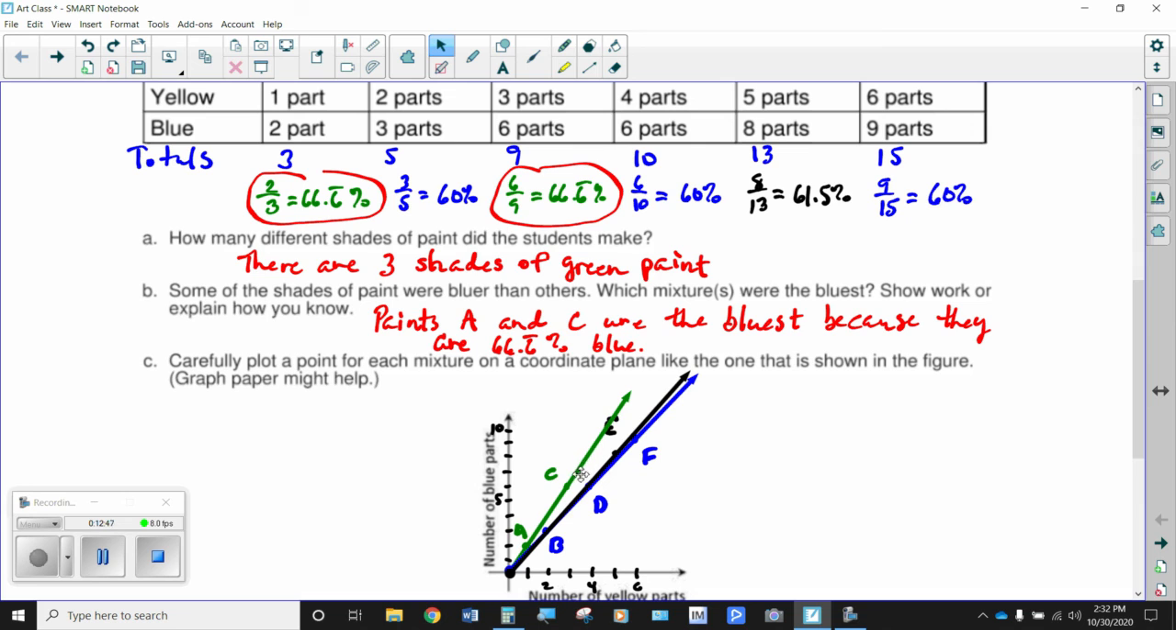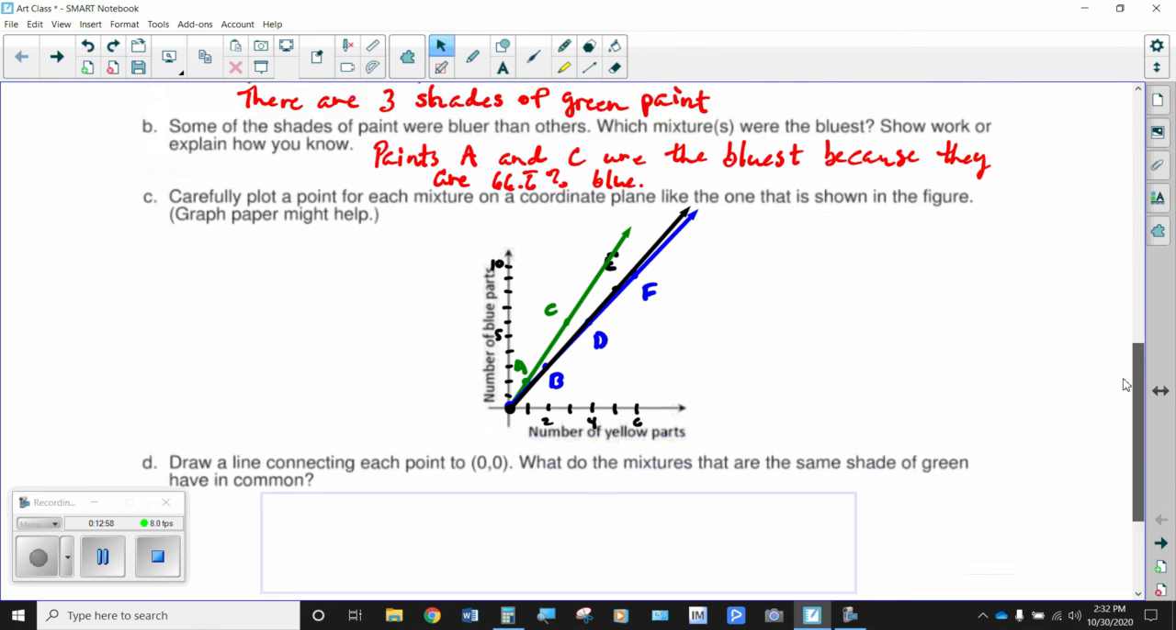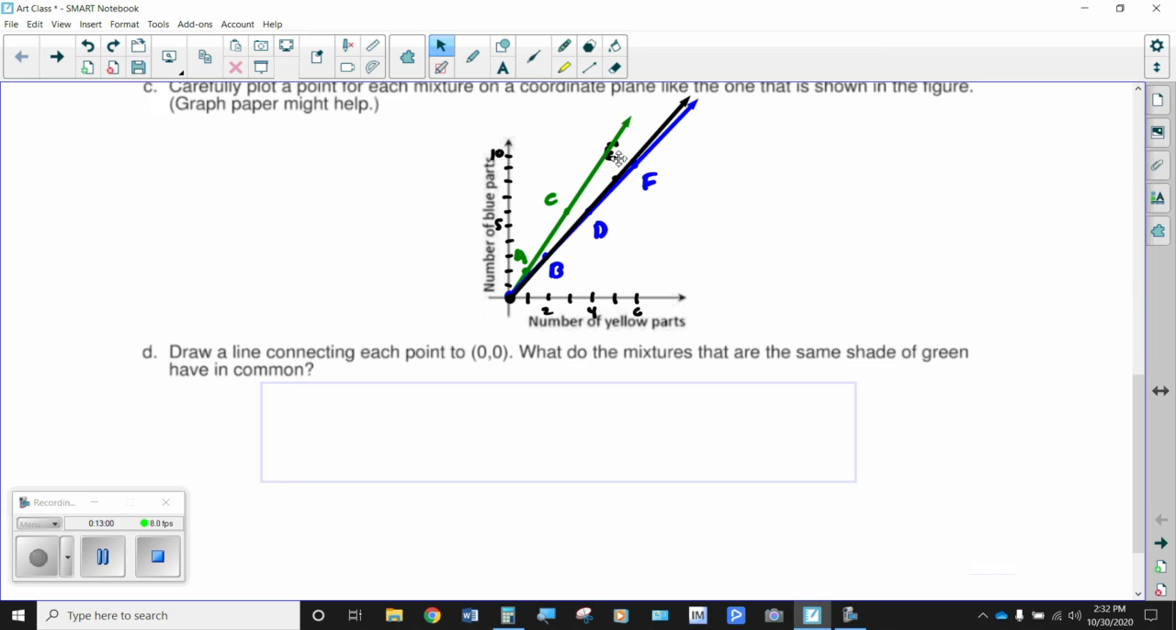The green is the steepest because it's got the highest concentration of blue. The blue line is the least steep. That's got the least concentration of blue at 60%. And then the one in the middle is the point E, which falls on the black line. So what do they all have in common?